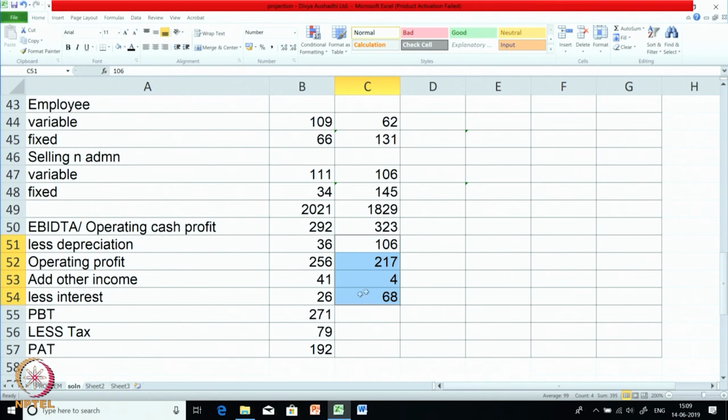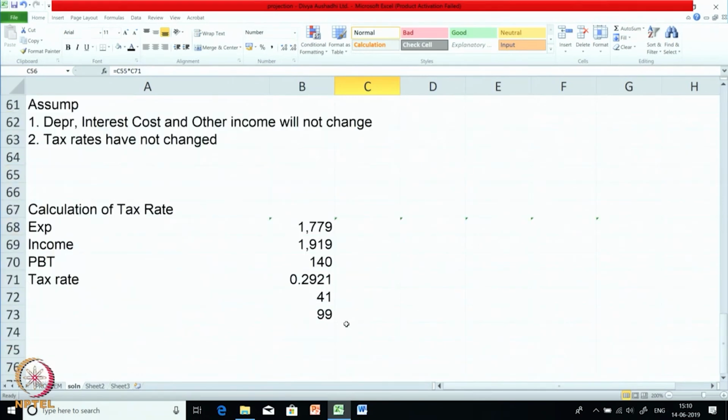Charging the depreciation, other income and interest etc. How much is PBT? It is 153. Taxes, like last time you will have to calculate the tax rate first.